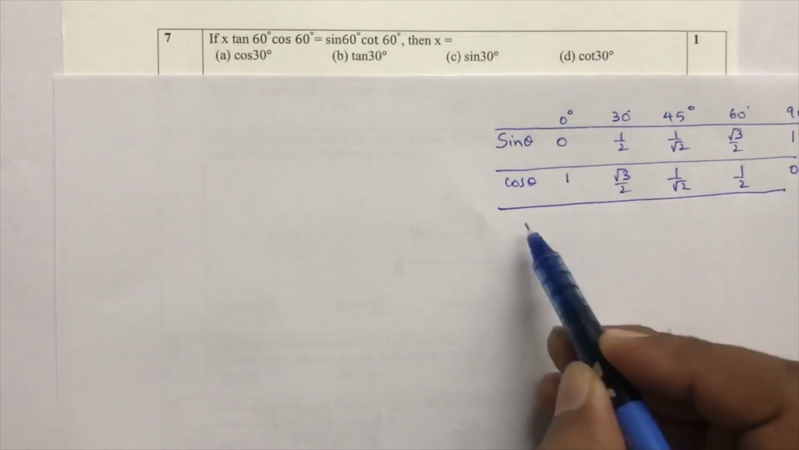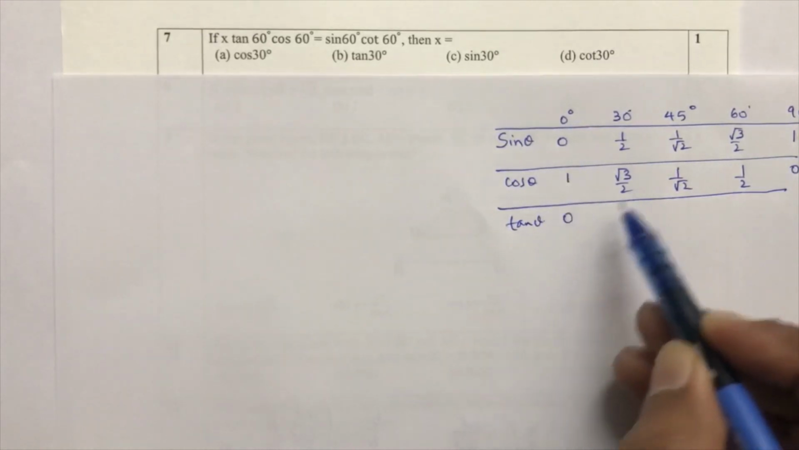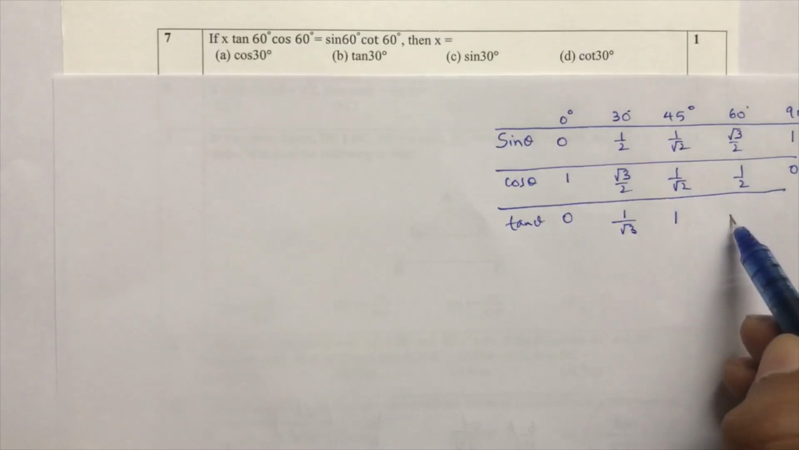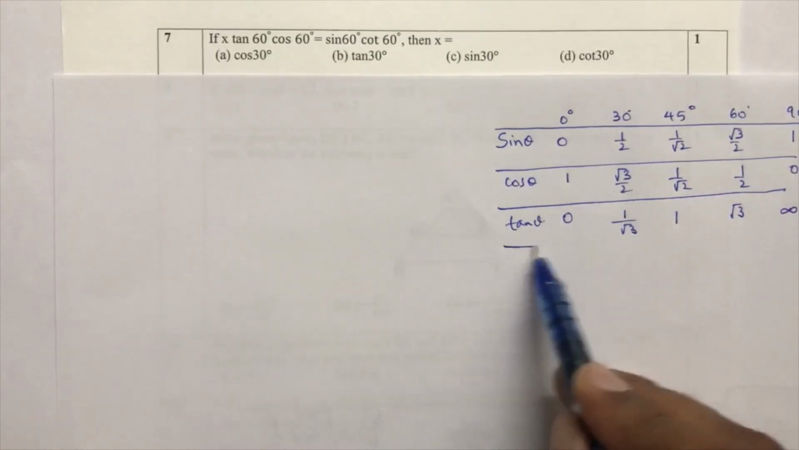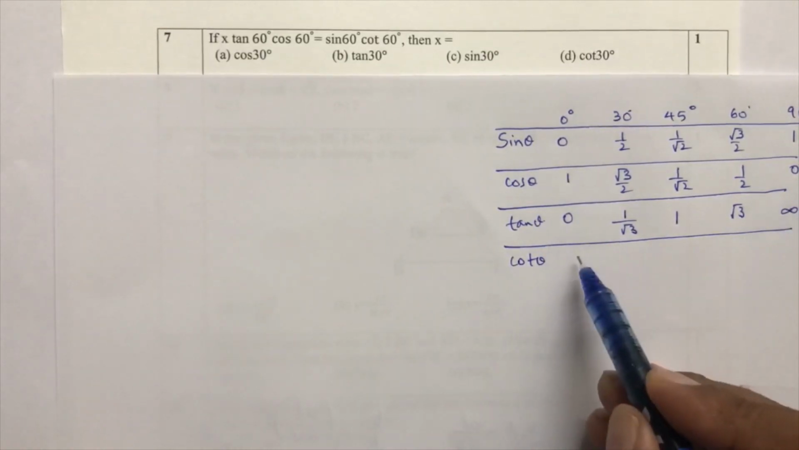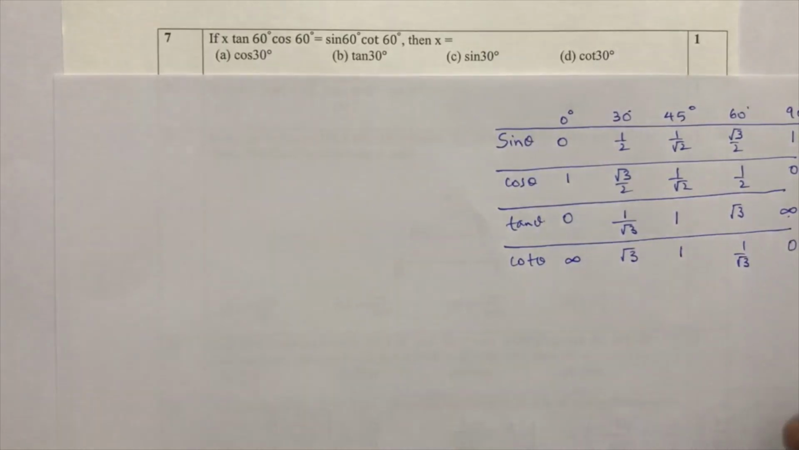And sin by cos gives you tan. 0 by 1 is 0. 1 by 2 divided by root 3 by 2, the 2s cancel, 1 by root 3. 1 by root 2 by 1 by root 2 is 1. Then the 2s cancel, root 3. 1 by 0 is not defined. And cot theta, you can write again in reverse: not defined, root 3, 1, 1 by root 3, 0.